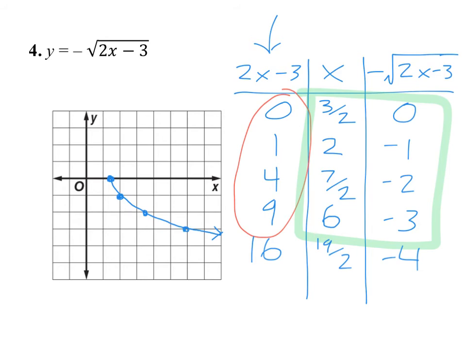Okay, we use these numbers for our domain and range. Domain looks like our x's all stay to the right of 3 over 2, but this one's upside down, so our range, y, stays below or equal to 0.